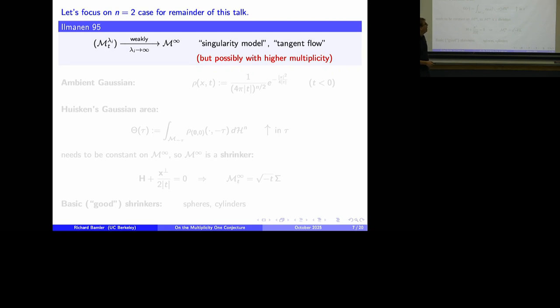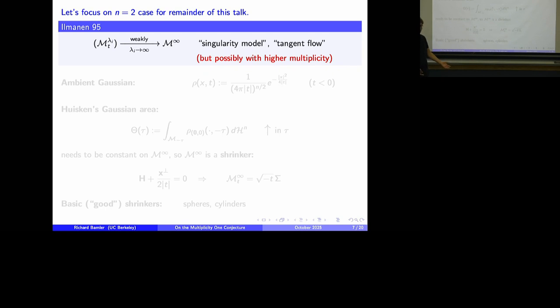Or the limiting measure is unique? That's a good question. I don't think that's known in every case. In the cylindrical case, it's unique. But in certain conical cases, I'm not sure it's unique. But, okay. So what do we now do with the singularity model?